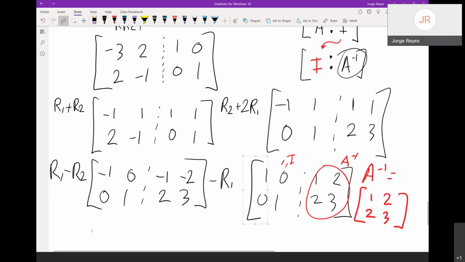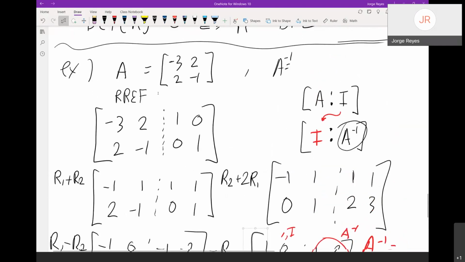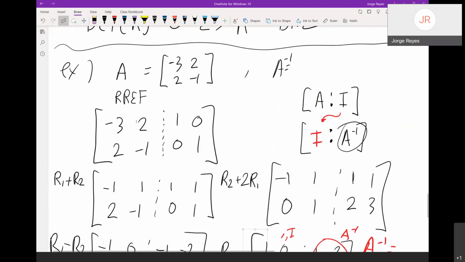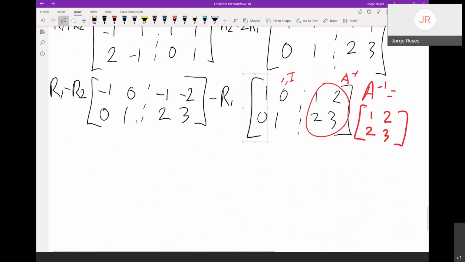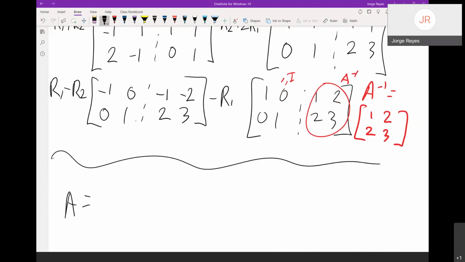Okay. So this procedure is what we're supposed to do to find inverses. And so that's how we find inverses of bigger matrices, okay? So let's do that.